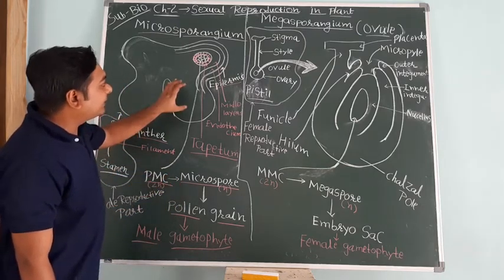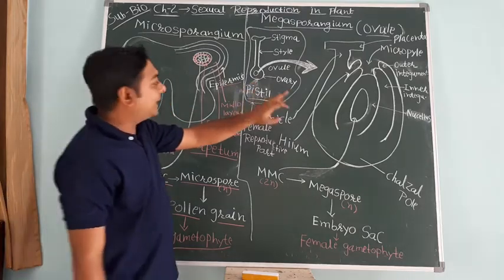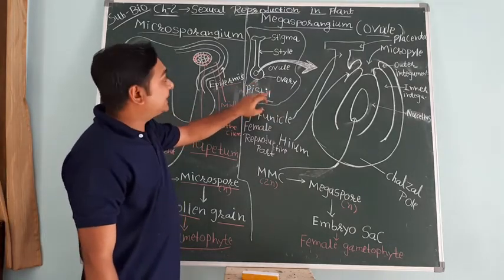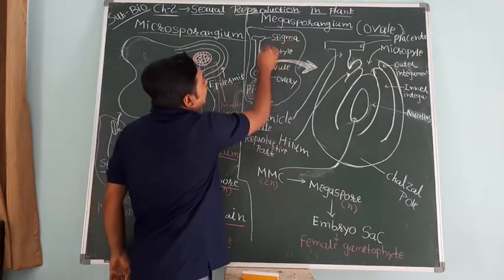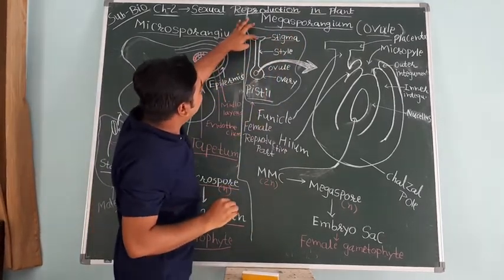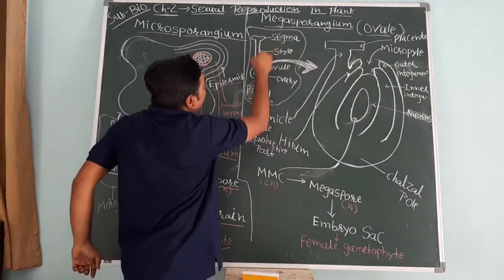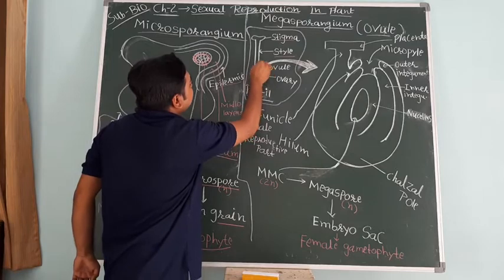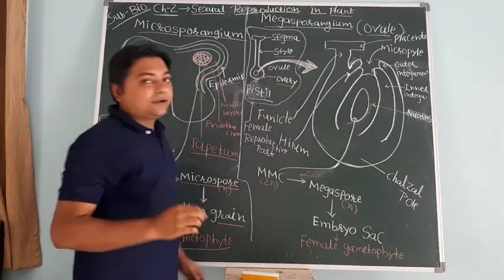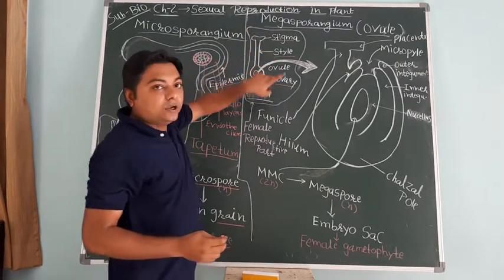Okay, so similarly, the female part, which is known as the pistil, has three different parts. The upper part is the stigma, this tube-like structure is the style, and then this swollen part is the ovary. So there are three parts: stigma, style, and ovary.